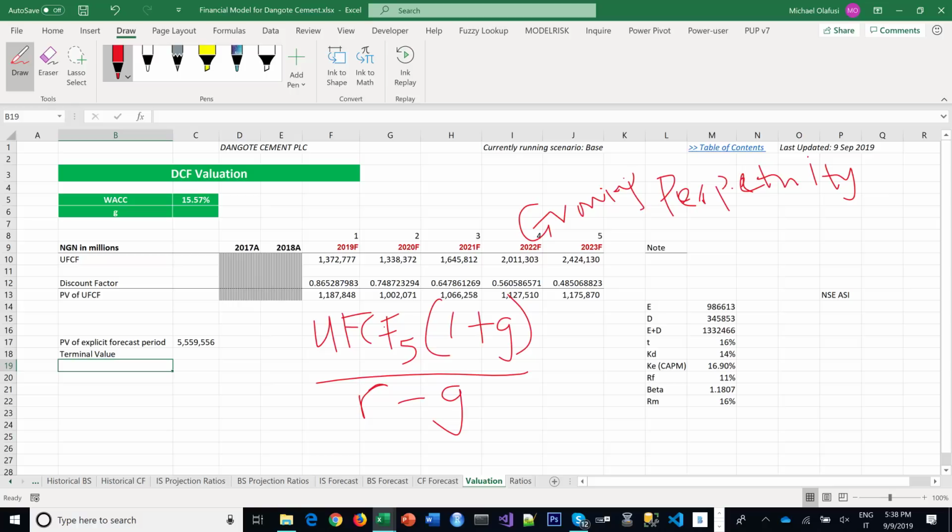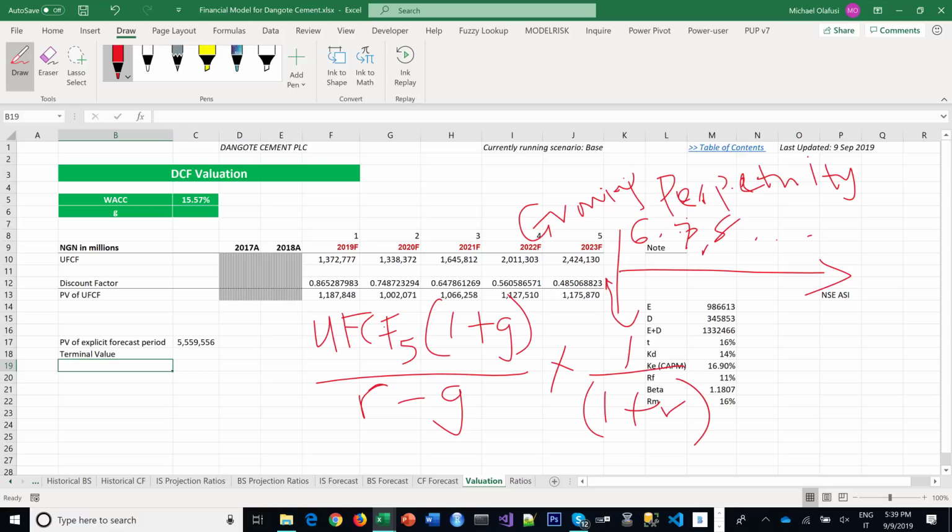So this is how you estimate the value of something that keeps growing forever, and you want to get the value in today's terms. This will get us all of the money from year 6 forward: 6, 7, 8, like that. Whatever we get here, we have to multiply by the 5th year discount factor. Okay, so that's what we are going to do.